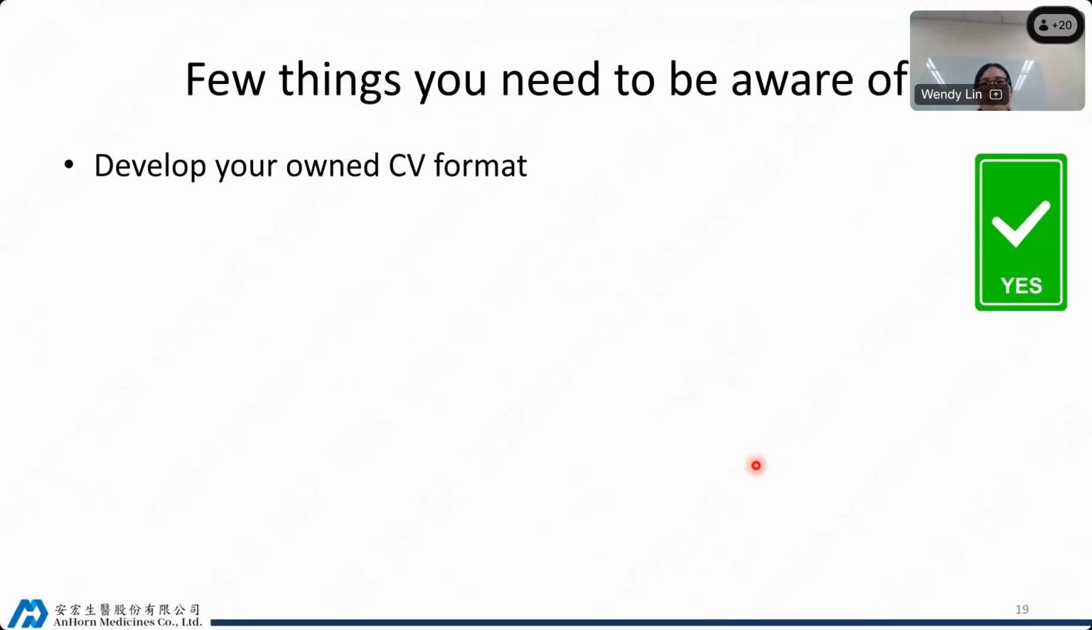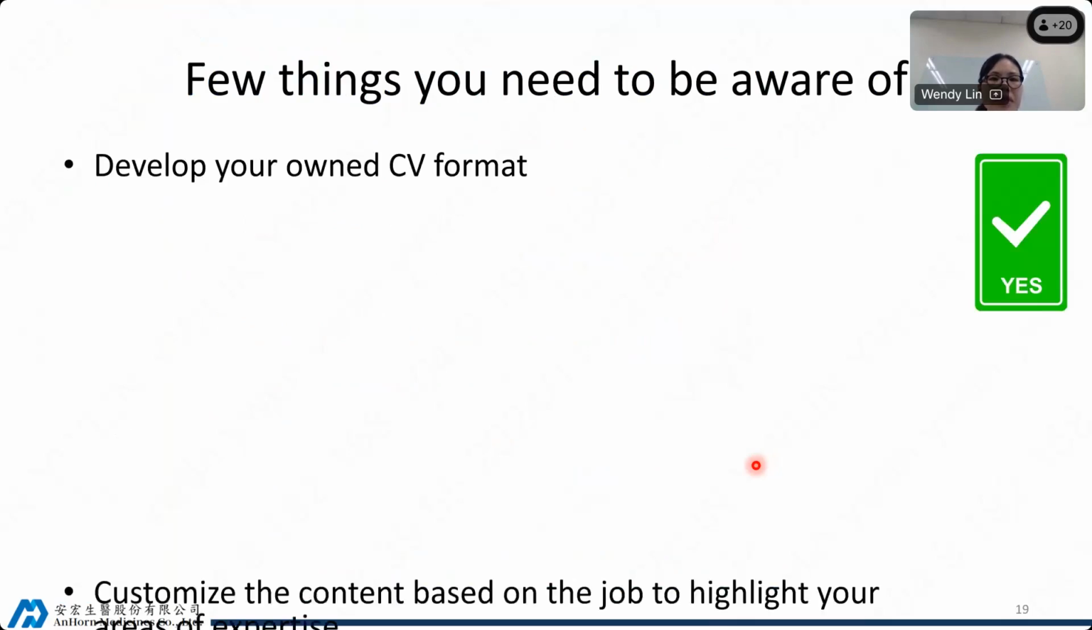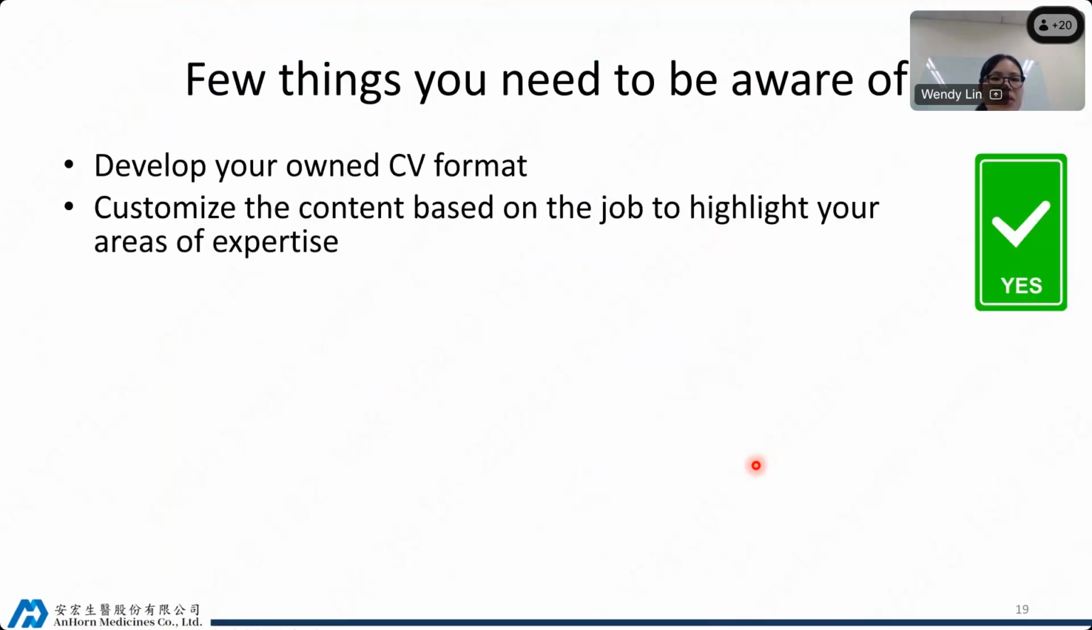So there are some good habits that you should obtain for resume writing. Firstly, you should own a customized CV format that we already mentioned. With the customized format, you can also customize your content based on the job qualifications, and you can highlight your different expertise based on the job requirements.